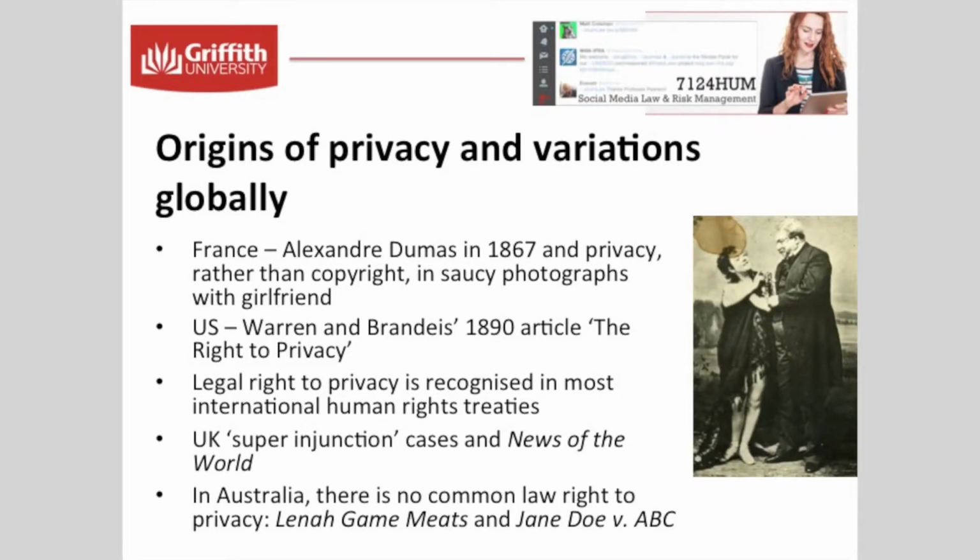And the textbook talks about the development in France with a celebrity author, Alexandre Dumas, in 1867, and how the courts found that privacy was more of an issue than copyright when a photographer had taken some fairly saucy photographs of him with his girlfriend in various states of dress for a photo shoot, and then the photographer had gone off and tried to sell these to others. Dumas was looking, or his lawyers were looking, at a suit for breach of copyright, but he found satisfaction in the courts by contesting it on the grounds of a breach of his right to privacy.